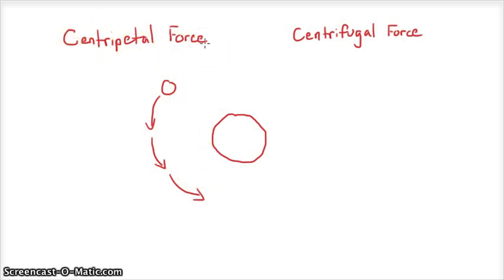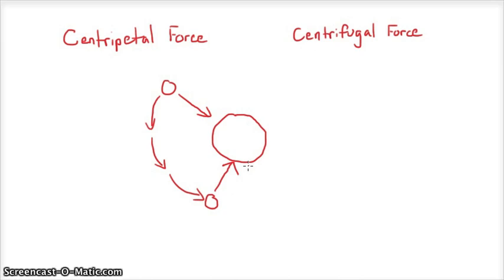Now, centripetal forces always point directly towards the center of their orbit. In this case, that would be this direction. So at any point on this circle, if we were to measure the centripetal force of the satellite at this point in its orbit, the centripetal force direction would still be pointed directly towards the center.